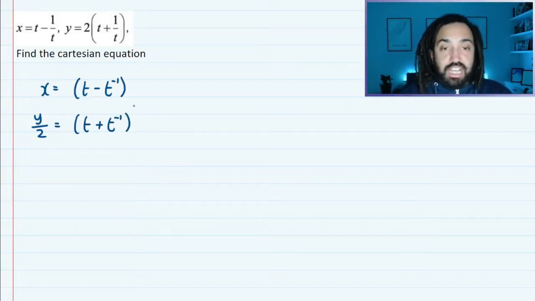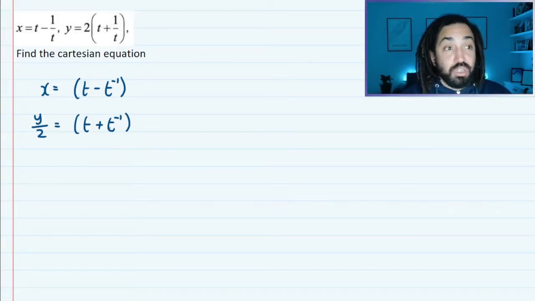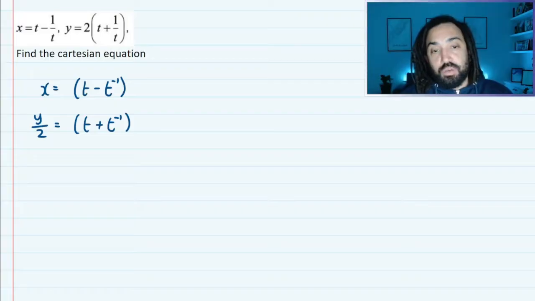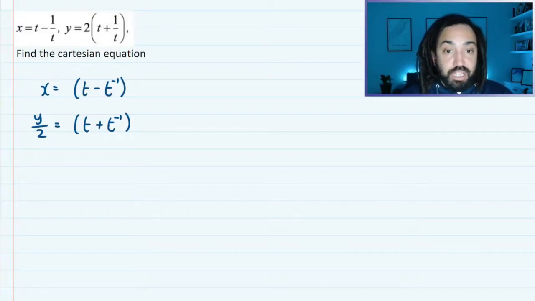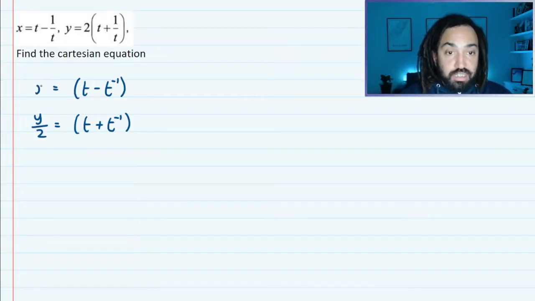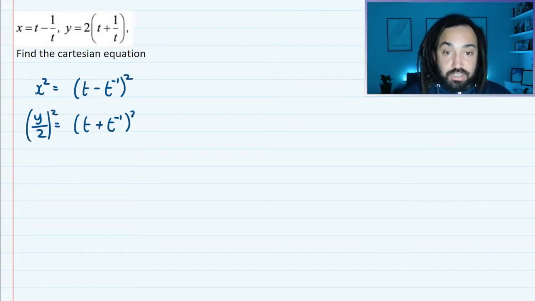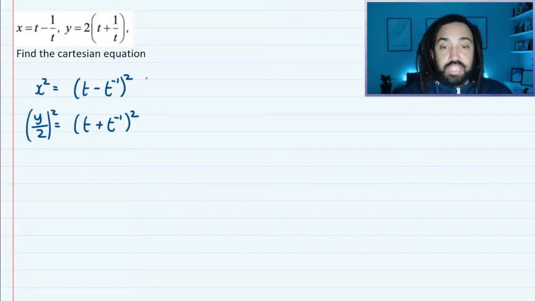Now if I were to subtract these equations, the t's would cancel out nicely, but the t to the minus 1s wouldn't. Or if I were to add them, the t to the minus 1s would cancel, but the t's wouldn't. So the trick here is to square the equations. So I'm going to write x squared, and I'm going to square that side. And here I'm going to square here, and I'm going to square there. Now what's that going to give us?